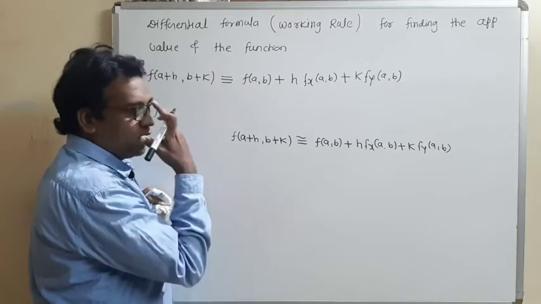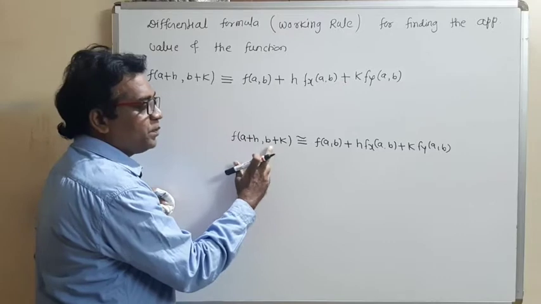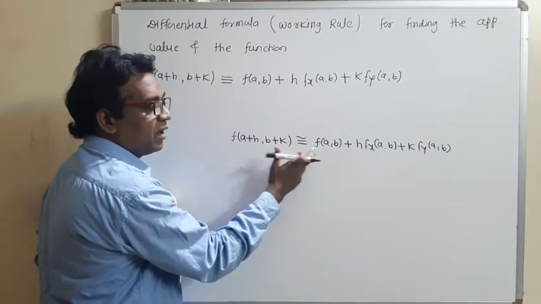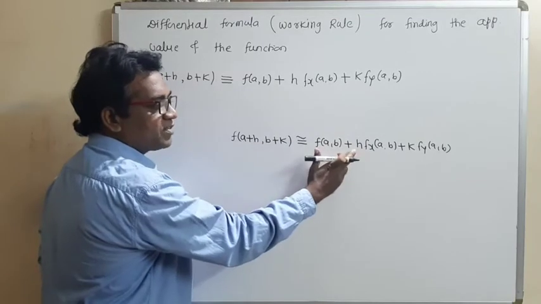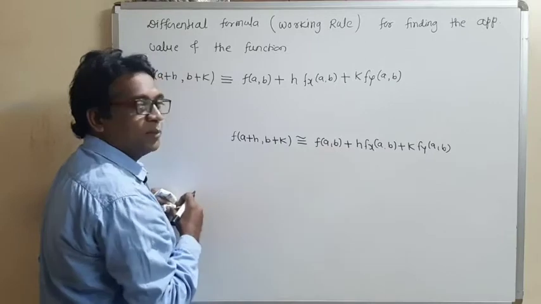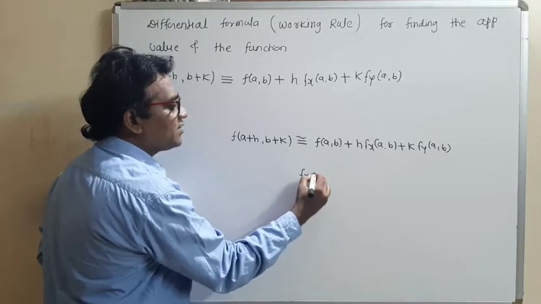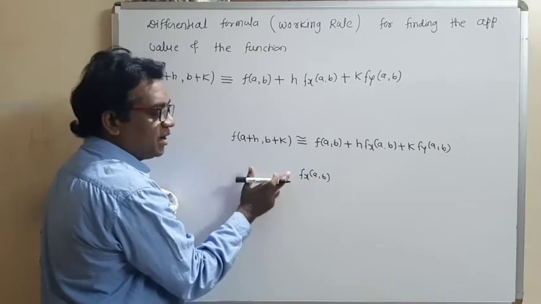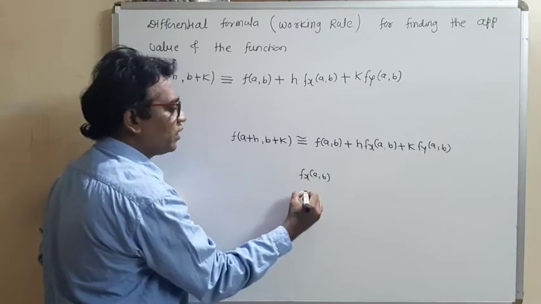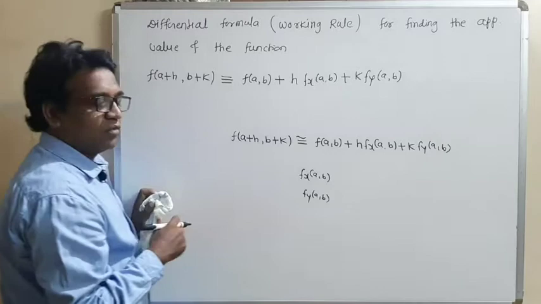So see, what is this formula? f of a plus h, b plus k, this approximate value is given by f of ab plus h fx at ab plus k fy at ab. Where, what is this fx at ab? Fx at ab means the partial derivative of f with respect to x, and fy is the partial derivative of f with respect to y.